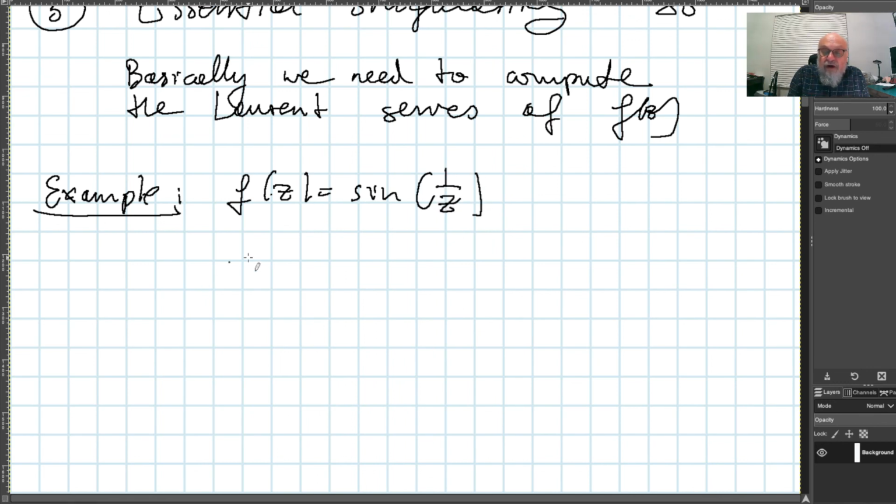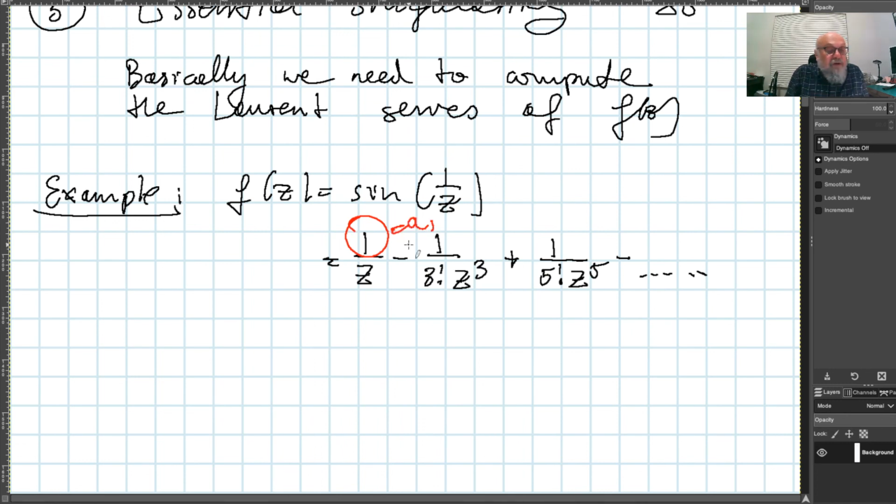So we know that this has a power series starting, so this will be 1 divided by z, and this will be minus 1 divided by 3 factorial z to the power 3 plus 1 divided by 5 factorial z to the power 5 minus. So you can clearly identify that this is the power minus 1, so this is the coefficient corresponding to the residue, a minus 1. So this is the residue.